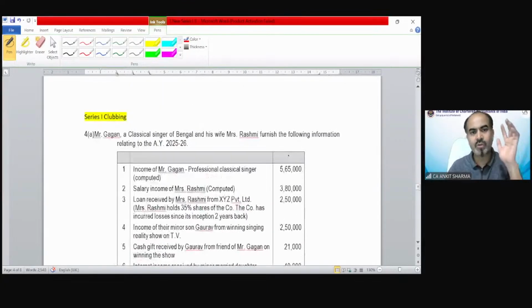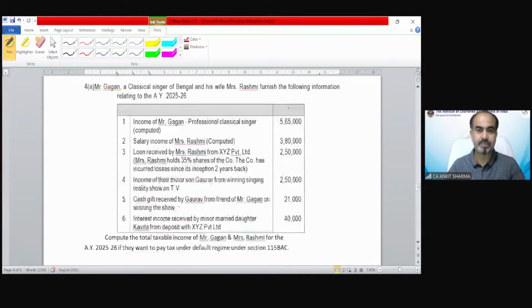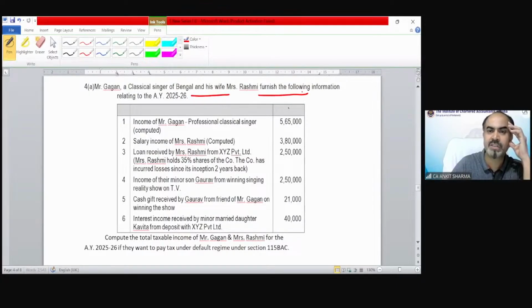And now we are going to solve this question of clubbing. Mr. Gagan, a classical singer of Bengal, and his wife, Mrs. Rashmi, furnished the following information. Now, first of all, what's the requirement of question? They are asking you to calculate total taxable income of Gagan and Rashmi for that year, and they want to pay tax under default tax regime.